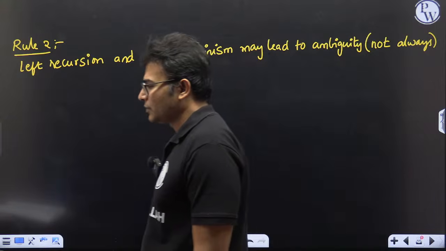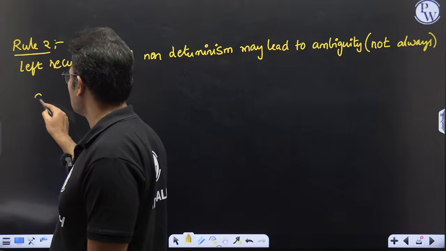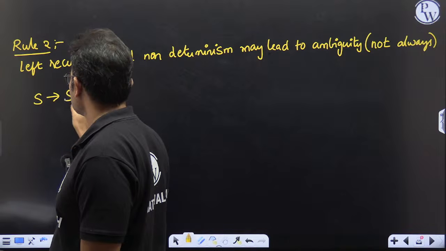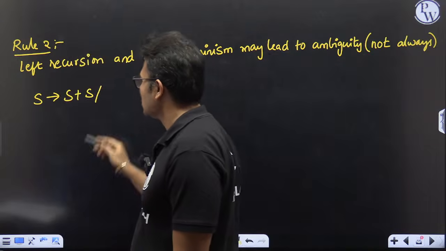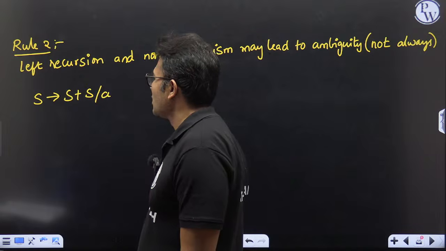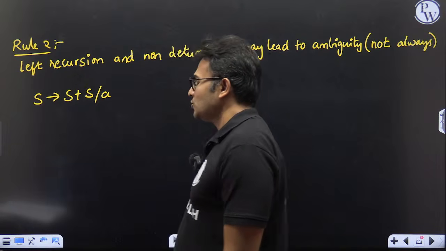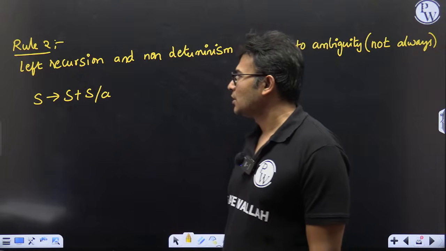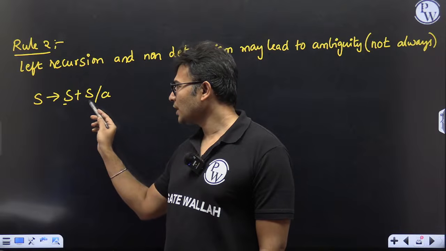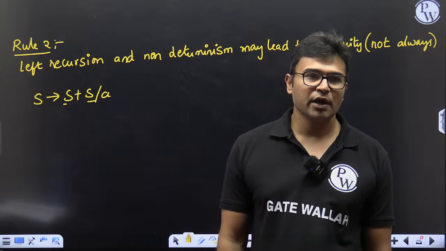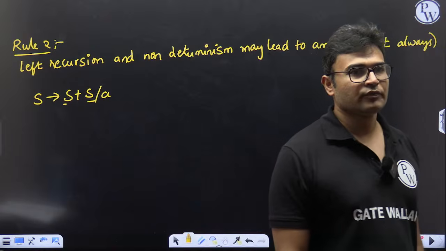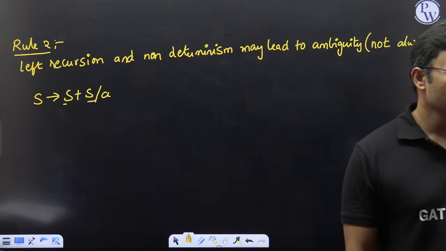Right? Tell me about this grammar. S derives S plus S or A. It has left recursion as well as right recursion, right? Tell me whether this grammar is ambiguous or not.